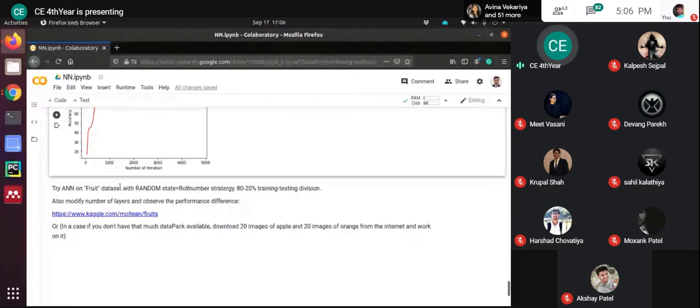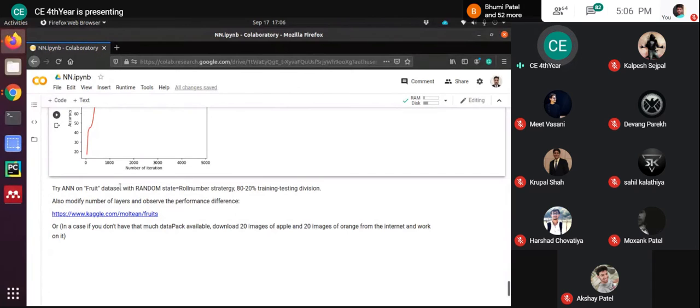Let's say in one model you have 3 hidden layers, and in the second model you have 5 hidden layers. You can also vary the number of neurons in the hidden layer and observe the performance of those 4 to 5 models that you have designed. And if you are really doing that, then also include it in the submission.